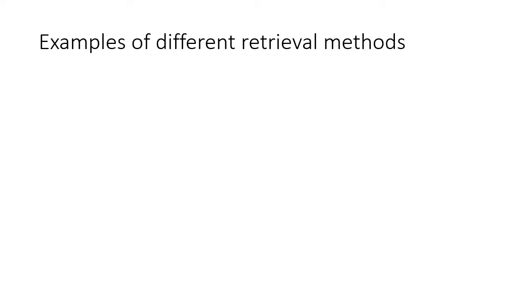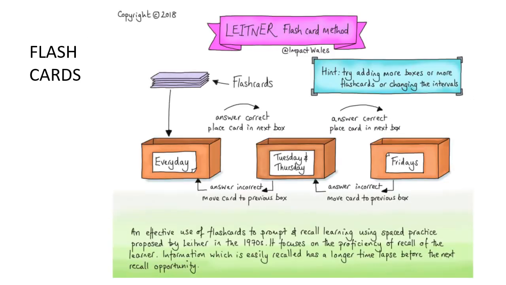So some examples of different retrieval methods then. Flashcards. I've not mentioned these yet, but one way to retrieve knowledge that can be highly effective is using flashcards. Now, many of you are probably used to using flashcards, but there's a method of using flashcards that helps you revise even more effectively. So you can use flashcards to prompt and recall learning using spaced practice, but you also focus on the idea of recalling information, and the information that's easily recalled is then revised less often.